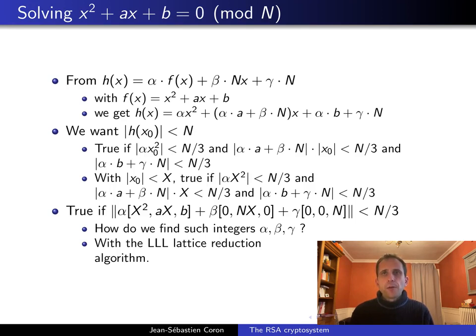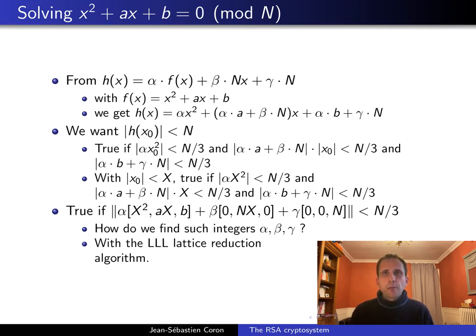And so if the norm of this linear combination of the three vectors is strictly less than n over 3, then for sure each component will be less than n over 3. And so the three inequalities that we want to satisfy are going to be satisfied. So this is the inequality that we want to satisfy over this vector. So we want to find these three integers alpha, beta, and gamma, such that the norm of the linear combination of these three vectors with alpha, beta, and gamma will be strictly less than n over 3.